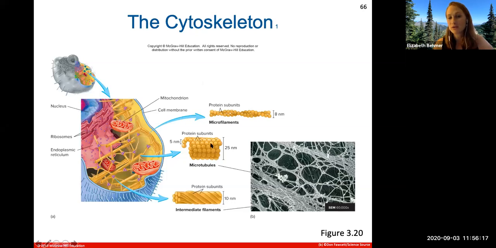Here are microtubules. They have the largest diameter. Here are intermediate filaments. And here are the microfilaments, which have the smallest diameter. And again, each one of these cytoskeleton pieces has a slightly different function, but in general, they all work to help give the cell its shape and support the cell.